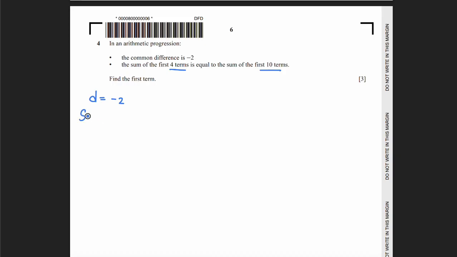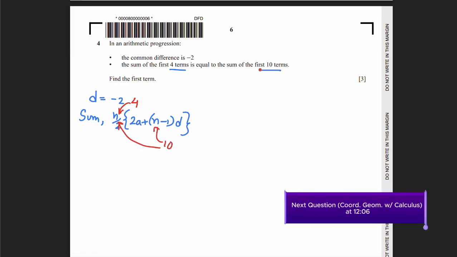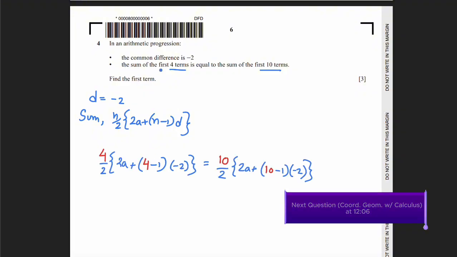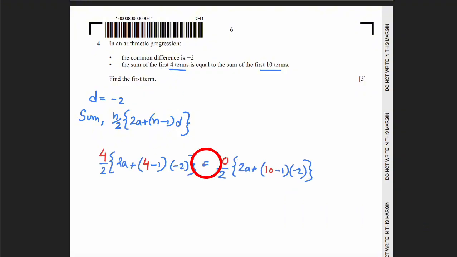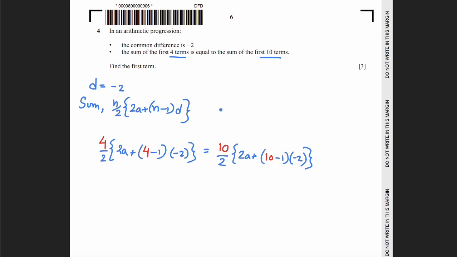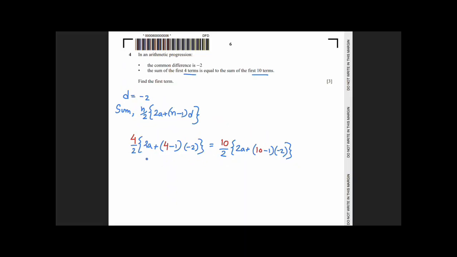Now, what do we know about the sum of an arithmetic progression? When n is equal to 4, the sum is the sum of the first 4 terms. When n is equal to 10, this sum is the sum of the first 10 terms. So let's put the values. It says that the sum of the first 4 terms is equal to the sum of the first 10 terms. This is the sum of the first 4 terms, and this is the sum of the first 10 terms. I just substituted the value of d over here so we don't have to write too much.